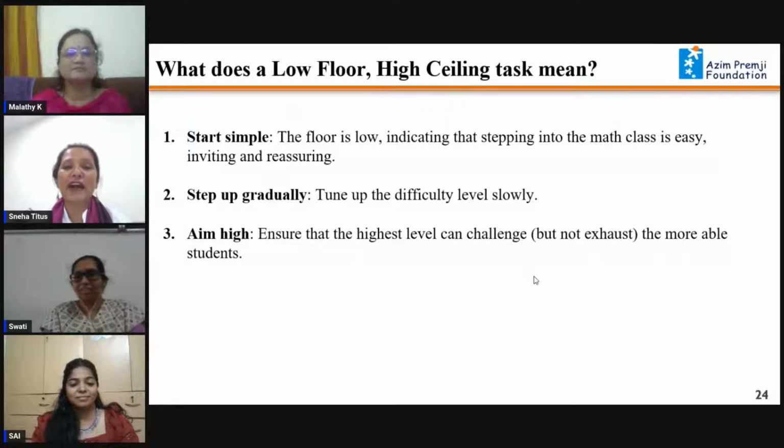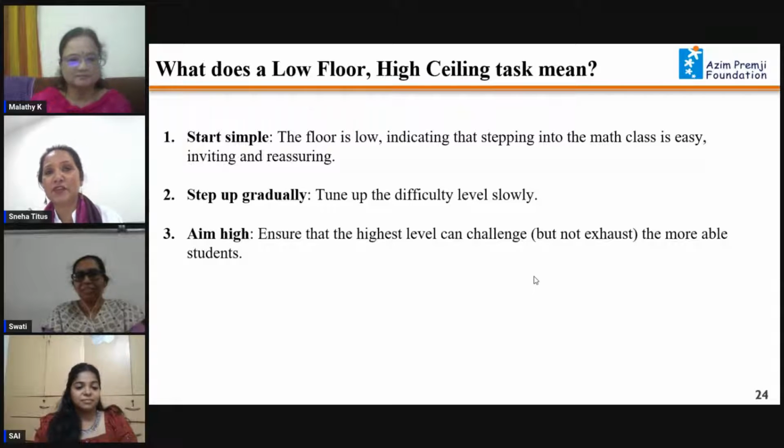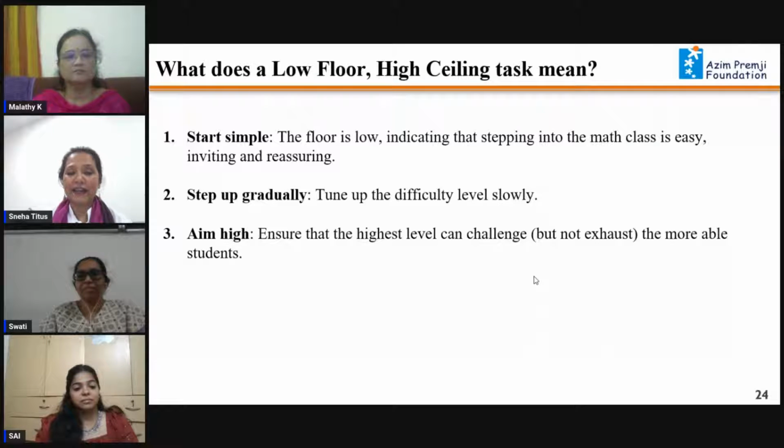So, what does a low floor, high ceiling task mean? Starting very simple. If you notice the first question, it started so simply. The floor is low, indicating that stepping into the math class is easy, inviting, reassuring. Hey, I can do this. I'm very comfortable here. And then you step up gradually, tune up the difficulty level slowly. And then you aim high. Ensure that the highest level can challenge but not exhaust the more able student.